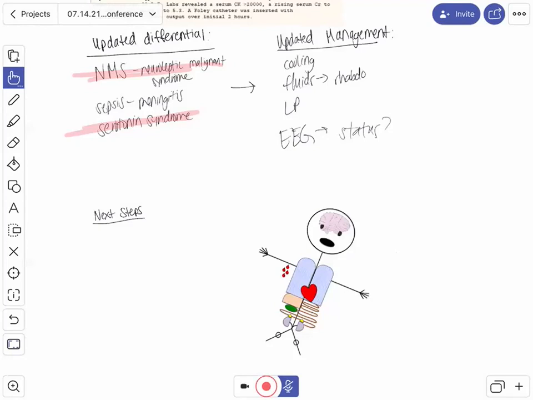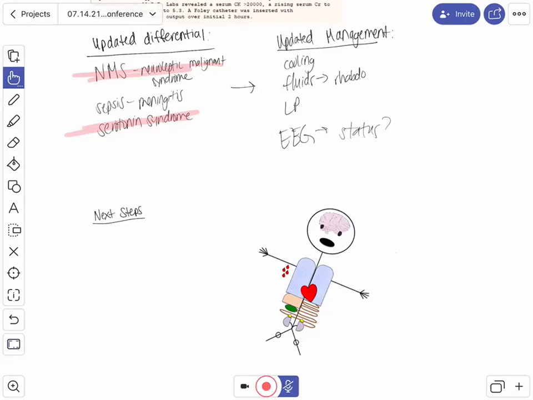And then for NMS, you hit the nail on the head. They have lead pipe rigidity, they're hypertensive, they're hyperthermic. And so this patient definitely was on way more of the medications that can cause NMS. She probably had hundreds of milligrams of Haldol, quetiapine, and olanzapine when she was on psych. And then her use of lithium and Zofran are also implicated in NMS. So that raises your concern that somebody could have that.